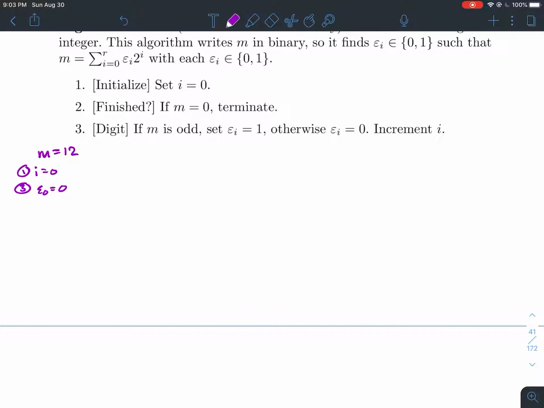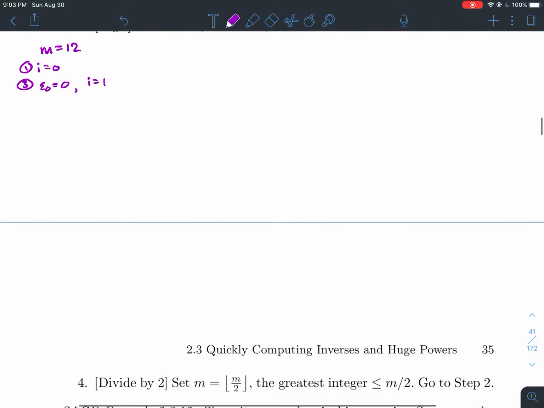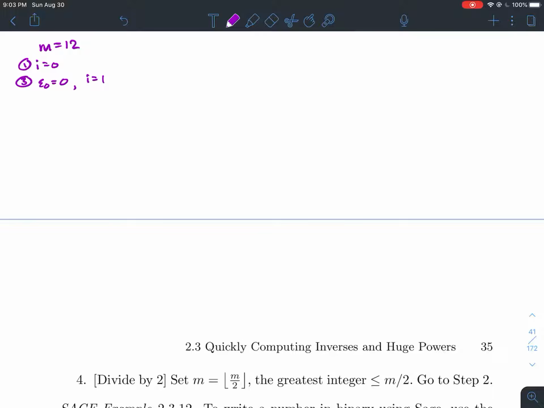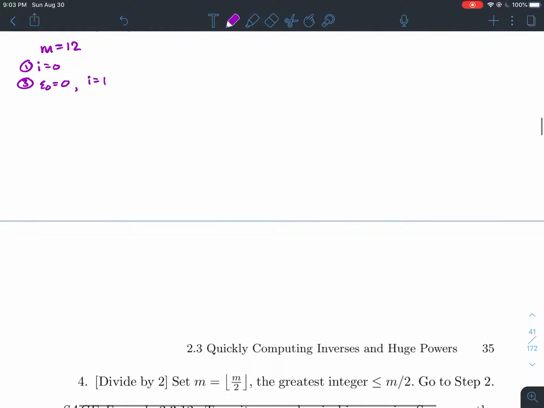Now what I'll do, just because it says so in the same step, I'm going to change i from 0 to 1. So i is 1 now. Now I go to step 4, which is to divide m by 2 basically, and just take the greatest integer less than or equal to m over 2, just in case it was odd. We're good though, because for step 4, m is going to be 6. And now it says go back to step 2.